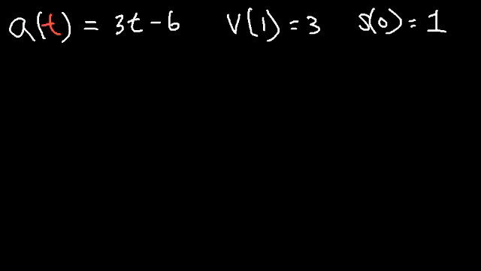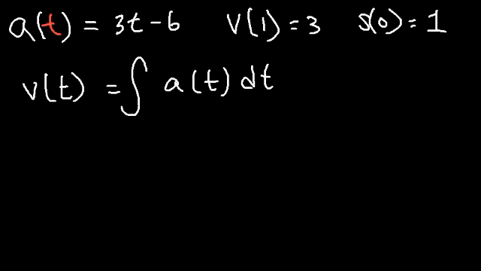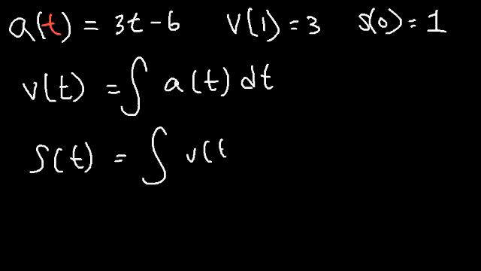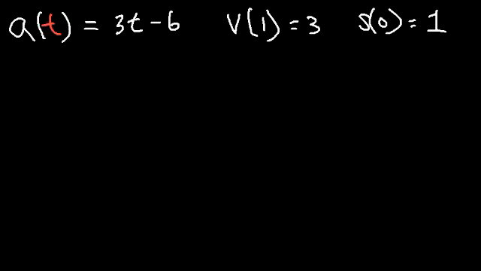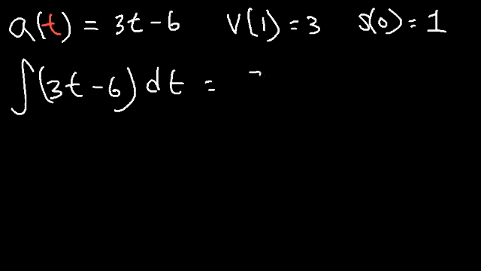So what you need to know is that the velocity function is the integration of the acceleration function, is the antiderivative. And the position function can be found by integrating the velocity function. So let's find the velocity function first. So we need to integrate 3t minus 6, which is going to be, let's not forget the dt expression. This is 3t squared over 2 minus 6t plus c.